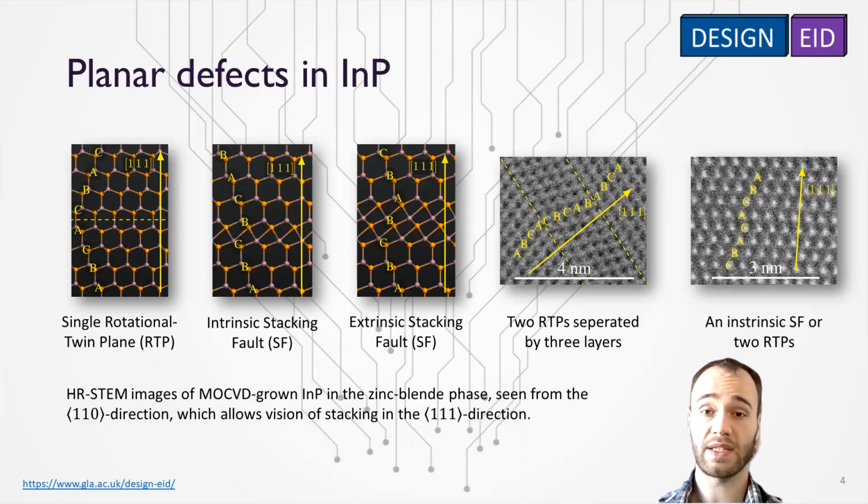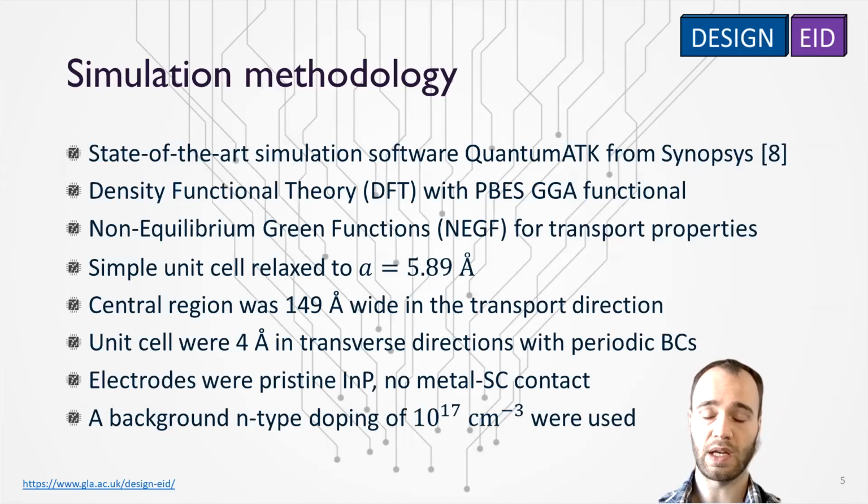Now, the way that I'm investigating these systems is by using the state-of-the-art simulation software QuantumATK from Synopsys to employ the first principle method density functional theory with the PBE functional, which is a generalized gradient approximation functional. I combine this with non-equilibrium Green's functions to simulate transport properties as well as finite bias. My simulation started with a relaxation of the simple unit cell, which yielded a lattice constant of 5.89 angstrom, quite close to the experimental value, kind of validating my choice of parameters.